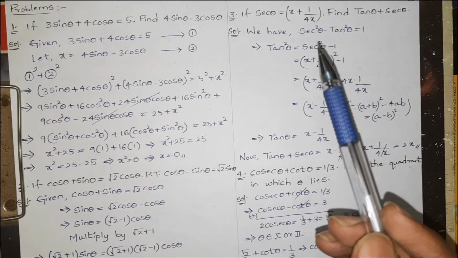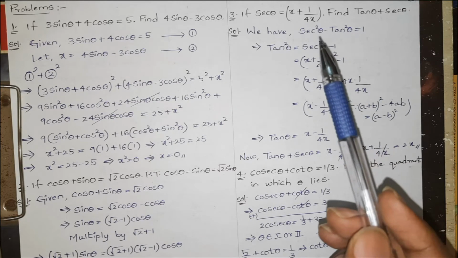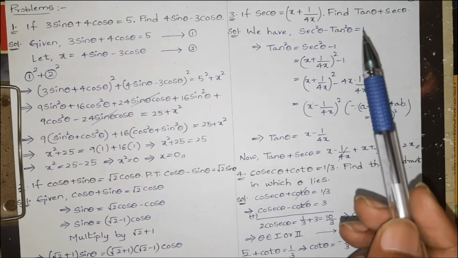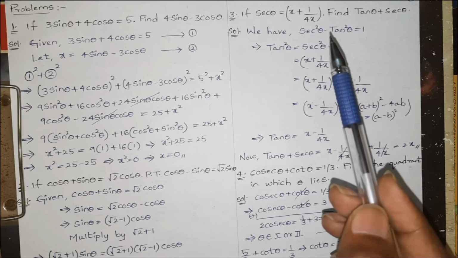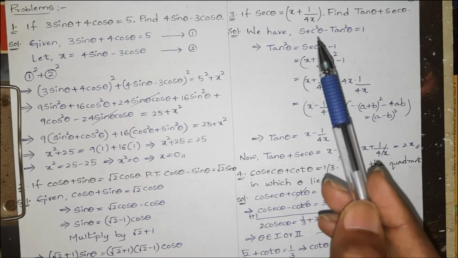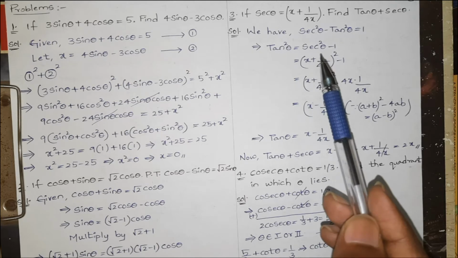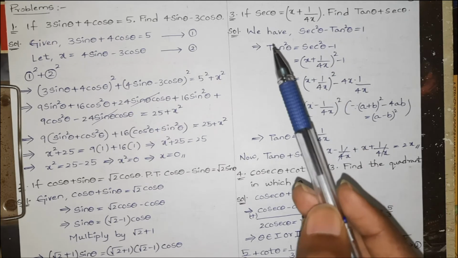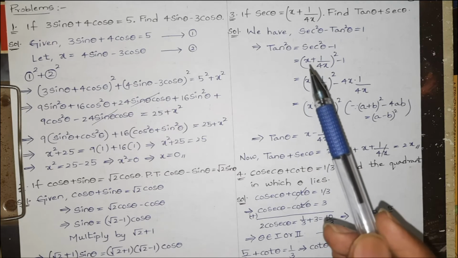So we know that secant square theta minus tan square theta is equal to 1. That implies, take this onto the right hand side and bring this onto the left hand side. So this will become positive tan square theta, that is tan square theta is equal to secant square theta minus 1, and we know the value of secant theta.